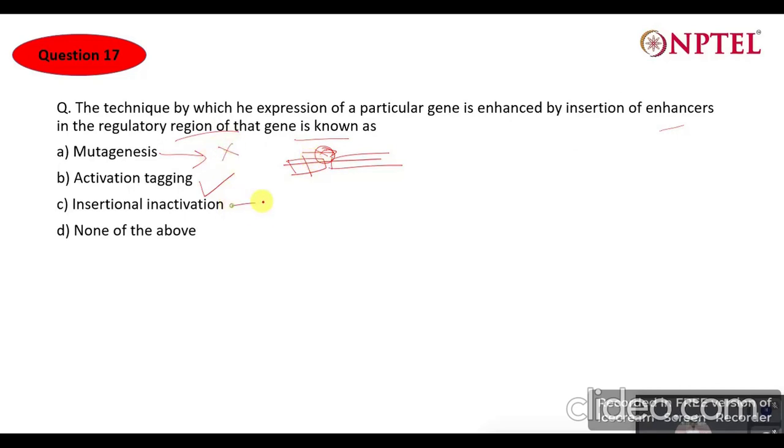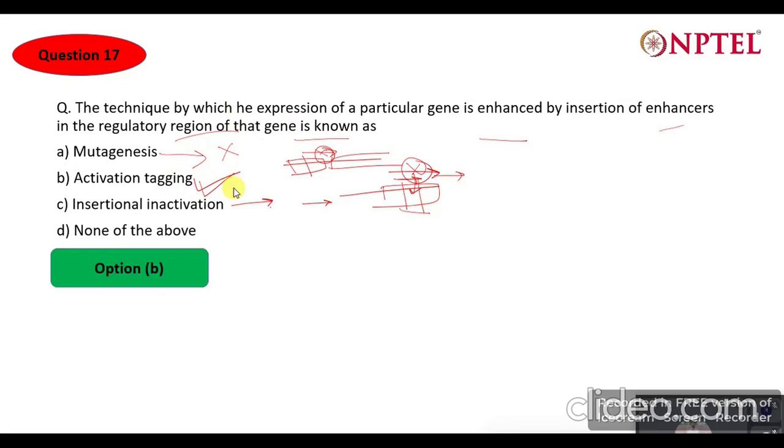Then comes insertional inactivation. In case of insertional inactivation, we generally inhibit or inactivate the expression of a gene. For example, like you have seen in the TOS17 transposon also. So this is the gene, and if the transposon is inserted into this, the gene will not be expressed, or if it is expressed, then it will not be functional. But we have to enhance the expression of the genes, that is done in activation tagging.